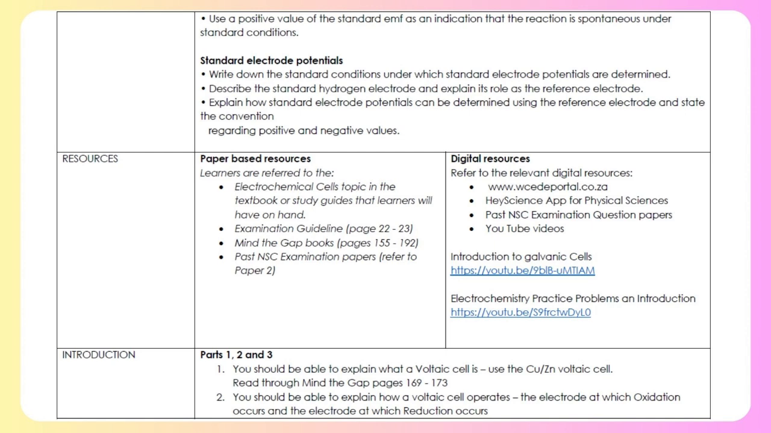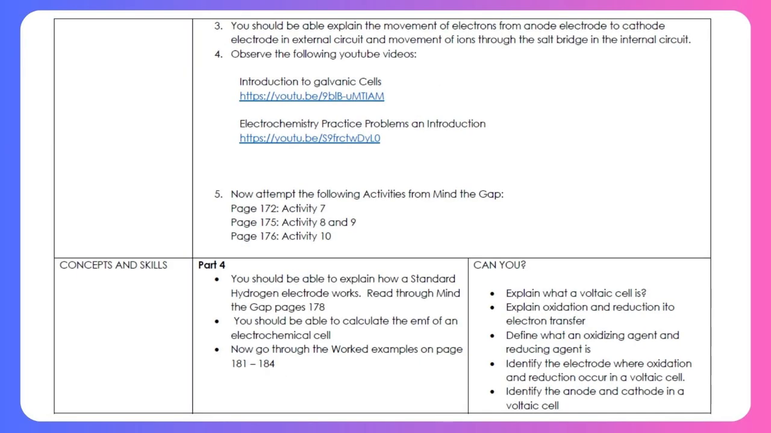1. You should be able to explain what a voltaic cell is. Use the Cu/Zn voltaic cell. Read through Mind the Gap pages 169 to 173. 2. You should be able to explain how a voltaic cell operates, the electrode at which oxidation occurs and the electrode at which reduction occurs. 3. You should be able to explain the movement of electrons from anode electrode to cathode electrode in the external circuit and movement of ions through the salt bridge in the internal circuit.